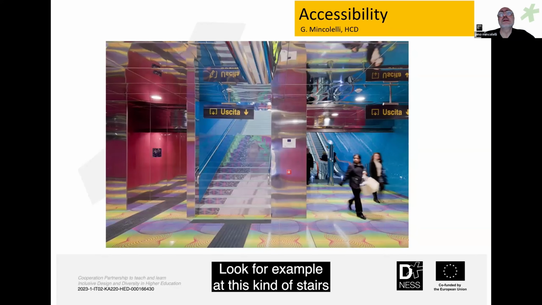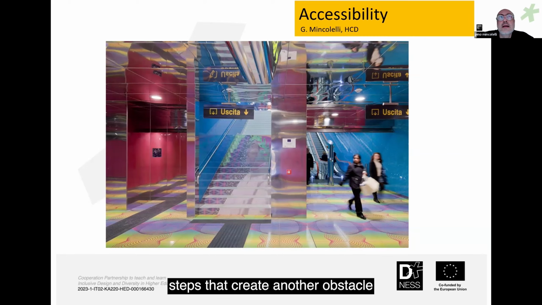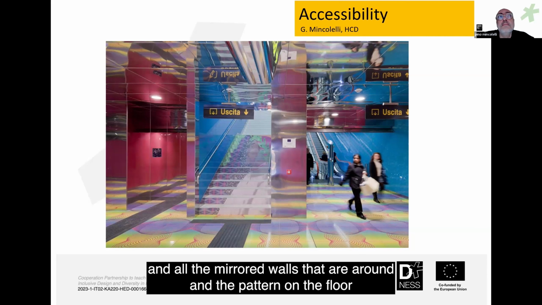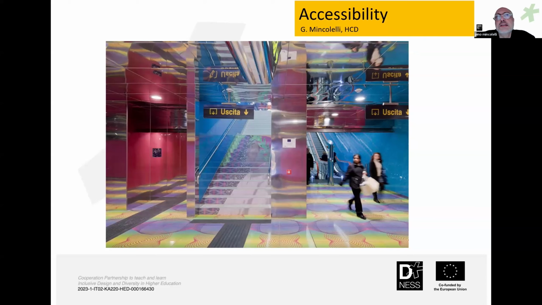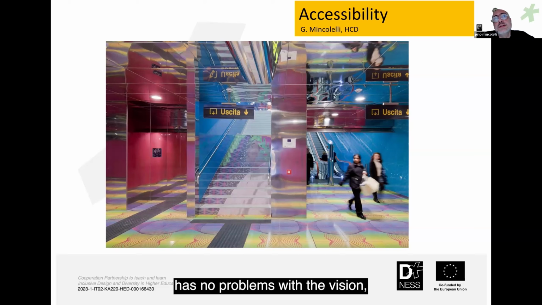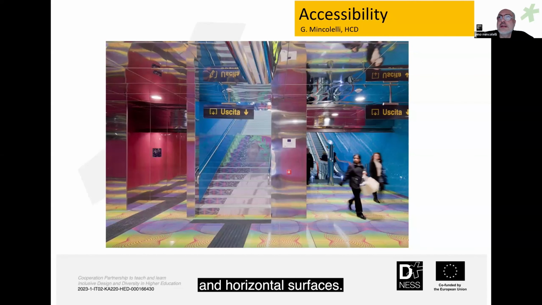Look for example at this kind of stairs where you have also a trampoline on the vertical part of the steps that create another obstacle, and all the mirror walls that are around and the pattern on the floor that create a huge visual rumor, and make it very hard even for a person with good sight, who has no vision impairments, to distinguish vertical and horizontal surfaces.